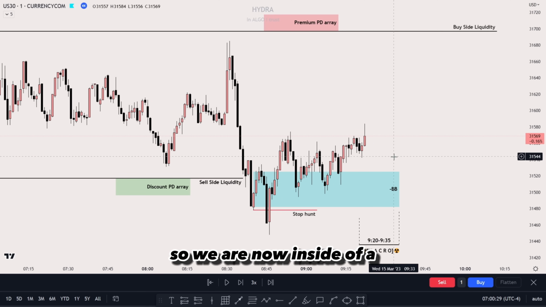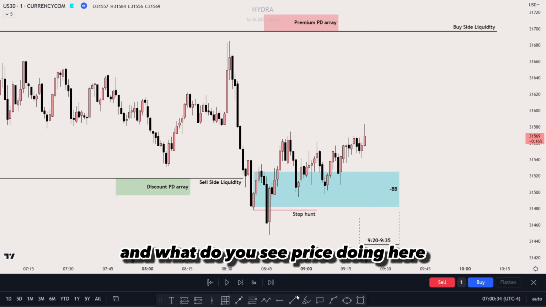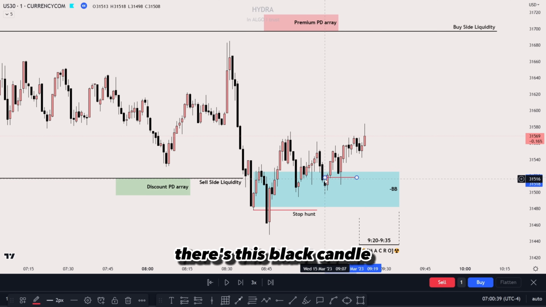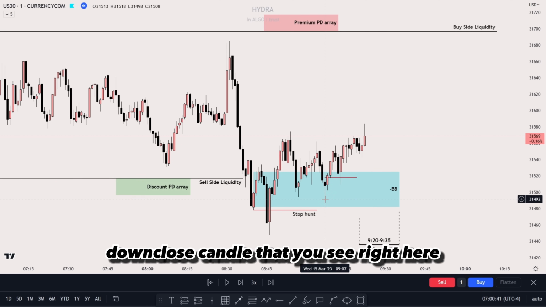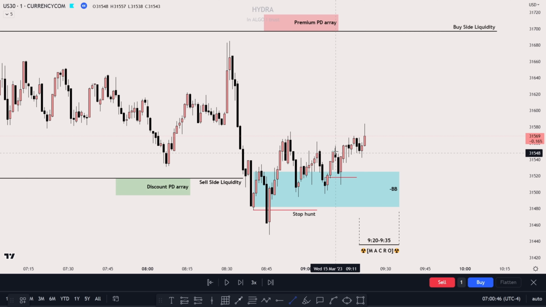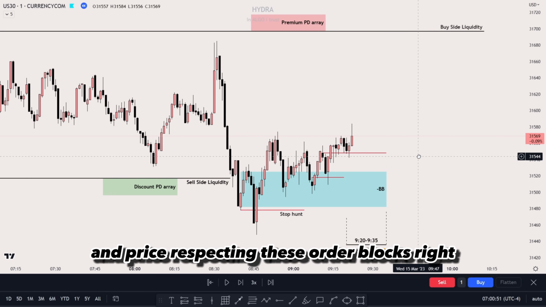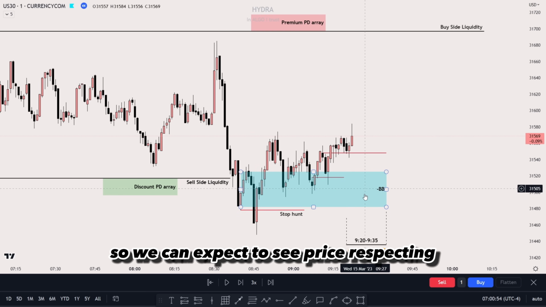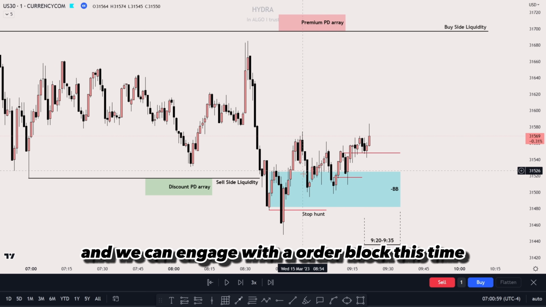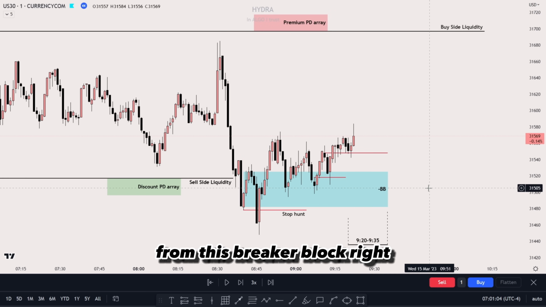So we are now inside of our macro zone. And what do you see price doing here? Price is repeatedly respecting order blocks, right? This black candle, the down close candle that you see right here, that's the order block. And what do you see price doing right here? These last down close candles that you see, that's the order block, and price is respecting these order blocks, right? So we can expect to see price respecting other order blocks, and we can engage with an order block this time after getting confirmation from this breaker block, right?